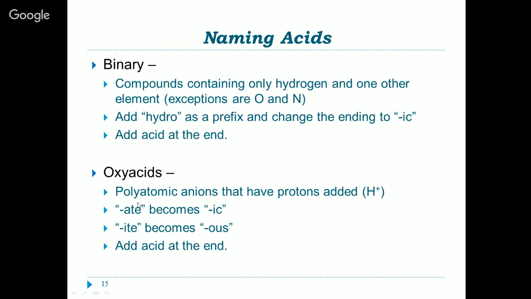So with our naming, if the polyatomic ion ends in -ate, the ending becomes -ic. If it were to end in -ite, it then becomes -ous. So the difference between sulfate and sulfite, if it becomes an acid, we say sulfuric acid when it's sulfate. We say sulfurous acid when it was sulfite.